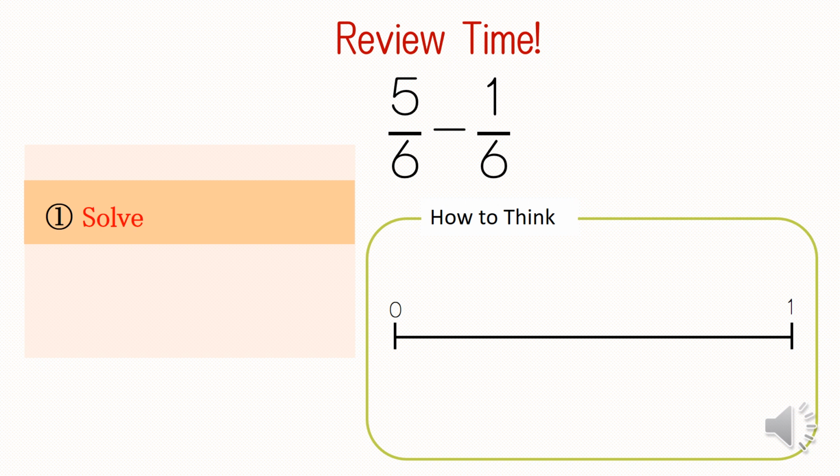All right, how about we do a quick review of what we learned? Let's solve this problem here. First, 5/6 means it has a value of 5 out of 6 equally divided parts. So it would be this part of the diagram here.